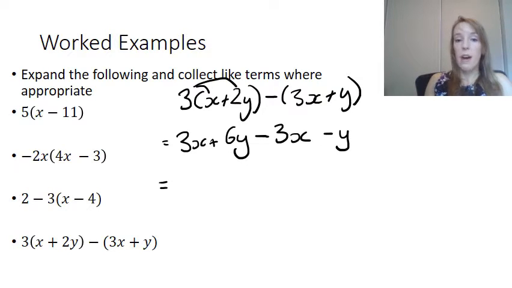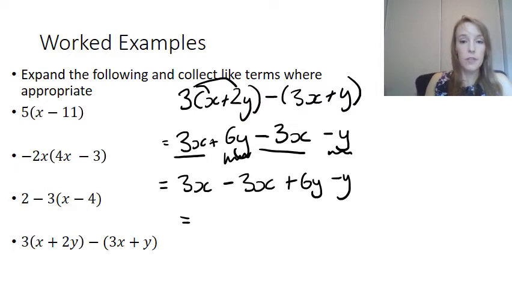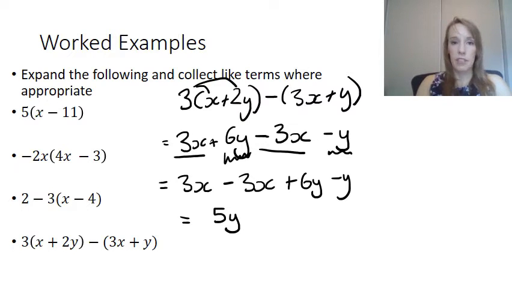So I'm going to rewrite it with all our like terms together. We've got x here, and we've got y and y. So 3x, take 3x, so remember to take the sign with the term, plus 6y, take y. So 3x, take 3x is going to leave us with 0, 6y, take y is going to leave us with 5y. And that will be our answer for the second one there.